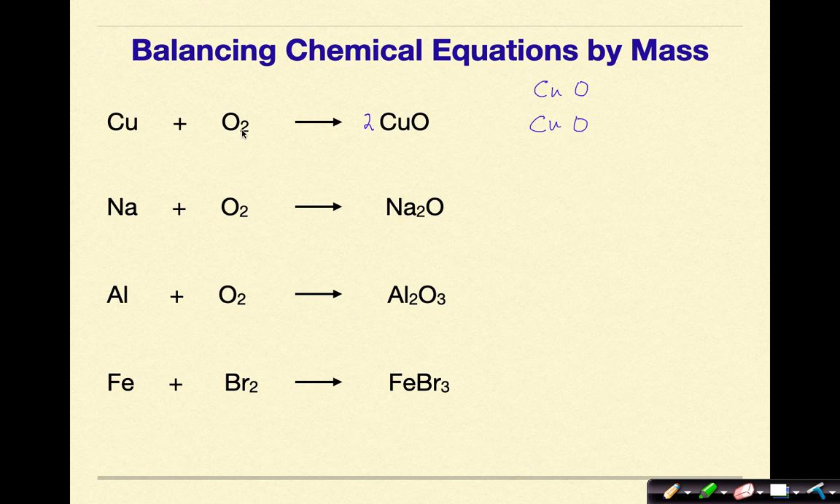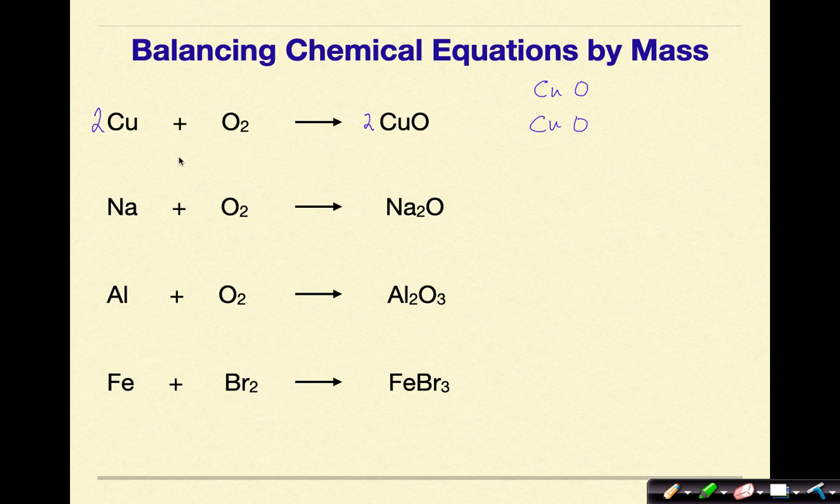Now that does balance the number of oxygens on the left side. However, we need to put a coefficient of 2 in front of the copper on the left side to balance the equation. There is a coefficient of 1 understood to be in front of the O2, but the coefficient of 1 is typically not written at this level of chemistry.